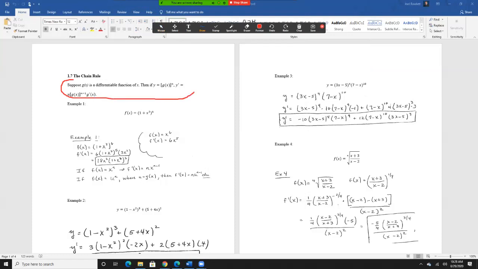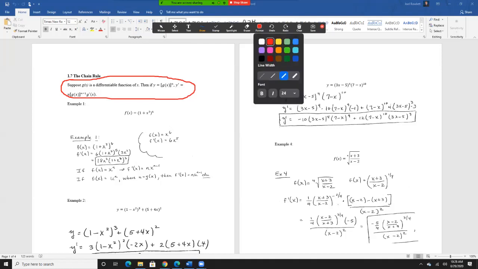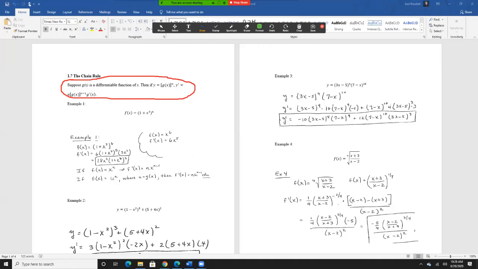And it says, suppose that g of x is a differentiable function of x. Then if y is equal to that function raised to the power of n, then the derivative is going to be what looks a lot like the power rule because it is a power rule, except it has one thing added to it. The derivative is going to be n times the function raised to the power of n minus 1, but we have an extra step with the chain rule. And the extra step requires that once we do the power rule, we multiply by the derivative of the function itself.